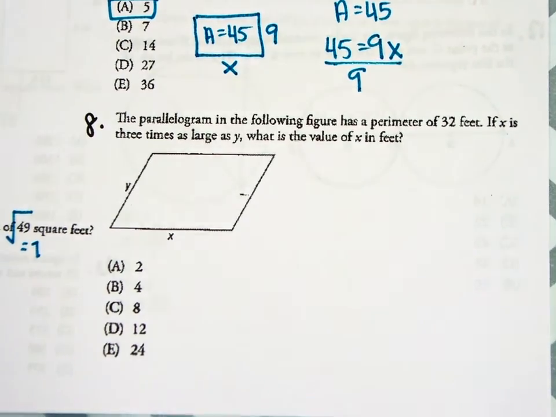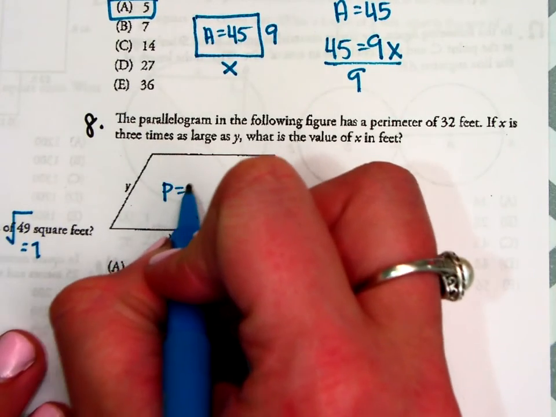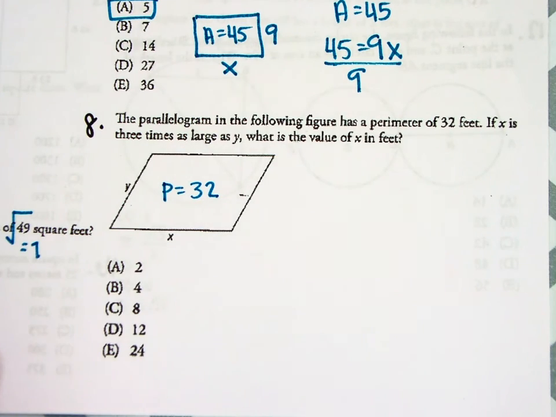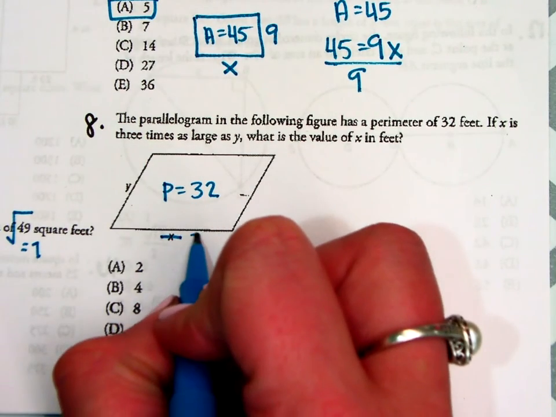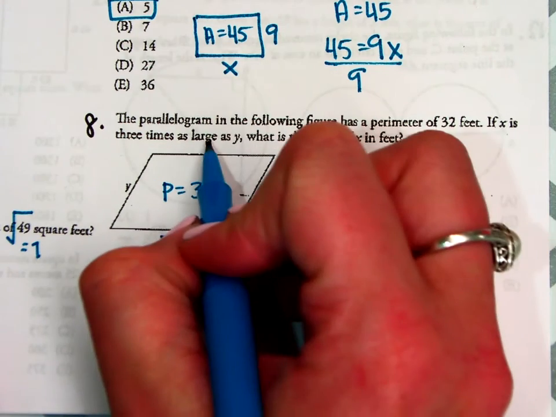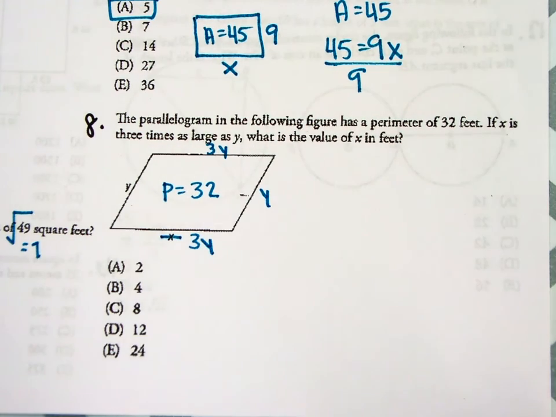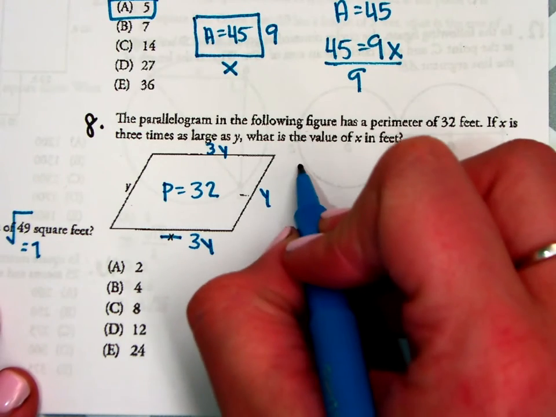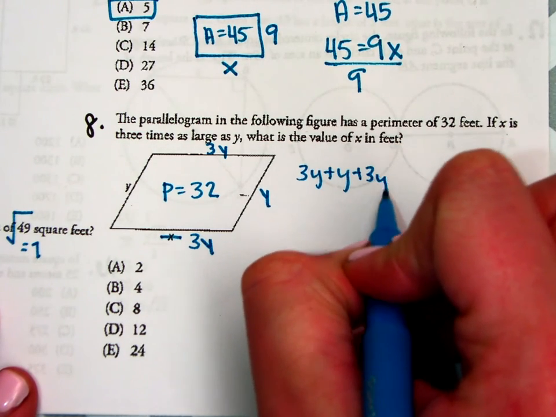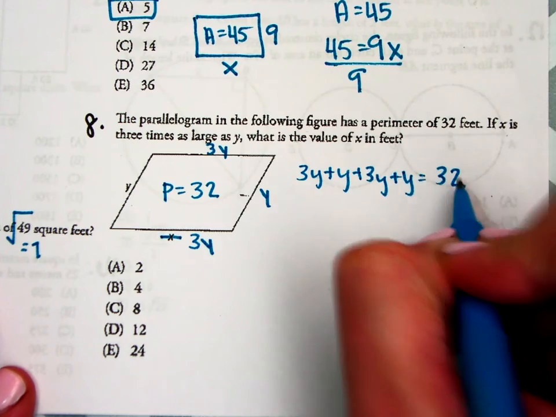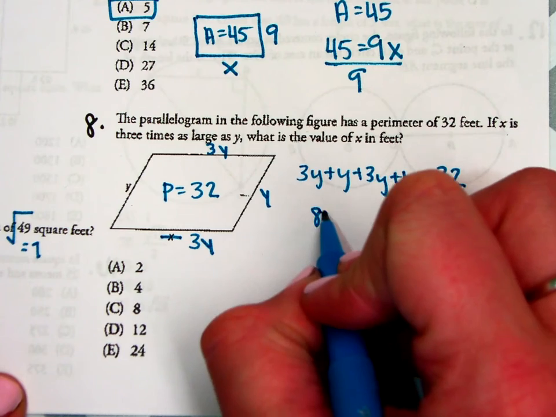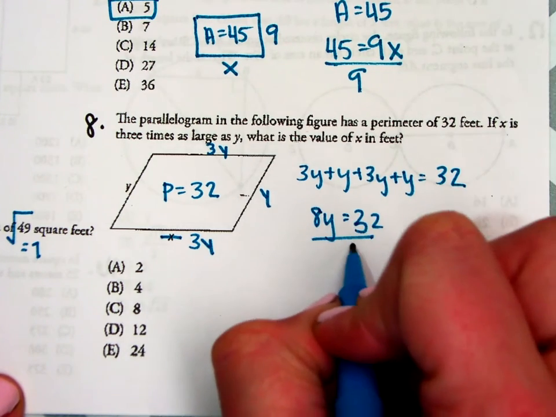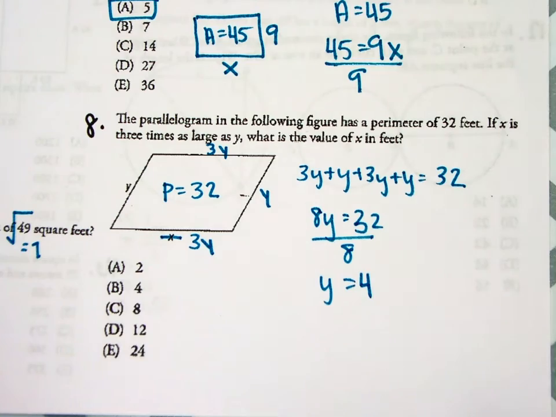Number 8, in a parallelogram, the perimeter is 32 feet. If X is 3 times as large as Y, what is the value of X in feet? So if X is equal to 3 times Y, I'm going to replace X with just 3Y. So 3Y on top, 3Y on bottom. To do perimeter, I add everything up. So 3Y plus Y plus 3Y plus Y has to equal 32. So that is 8Y equals 32. Dividing by 8 gives me an answer of 4.